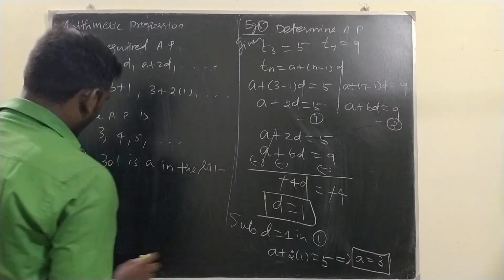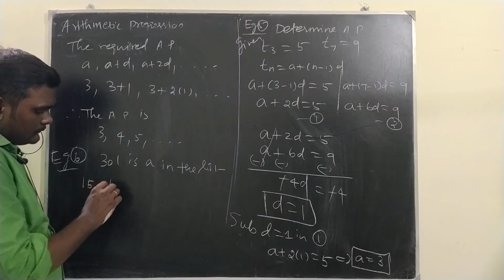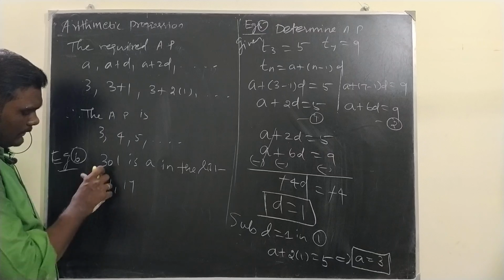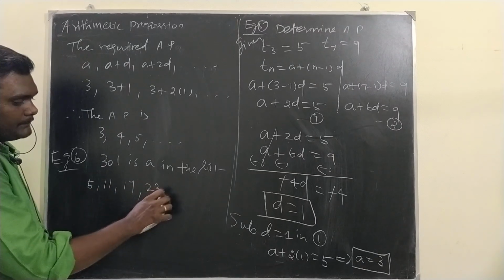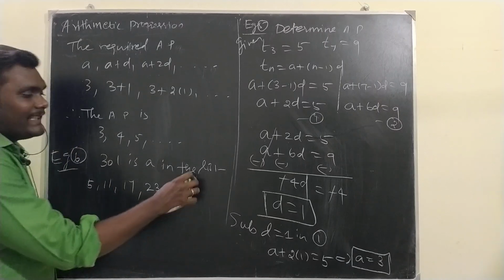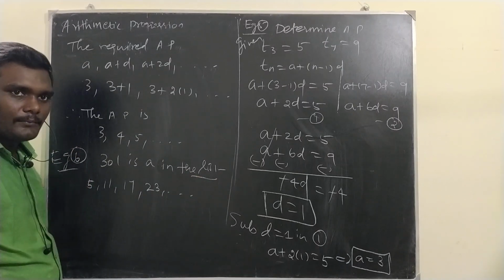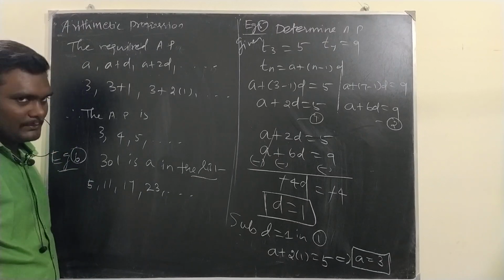Wait, man, that is a catch. Tell me the numbers. 5, 11, 17, 23 and so on it goes. See, in the question itself they gave a list of numbers. So we need to check whether it is an AP or not in the first place.